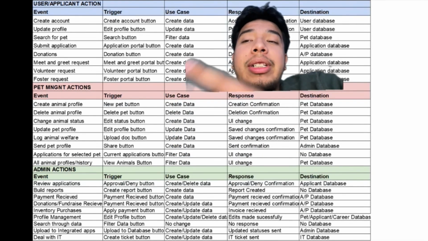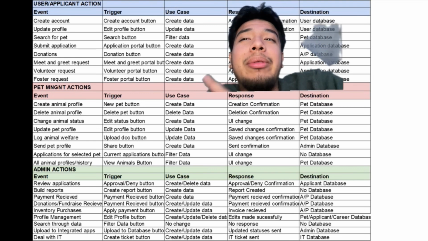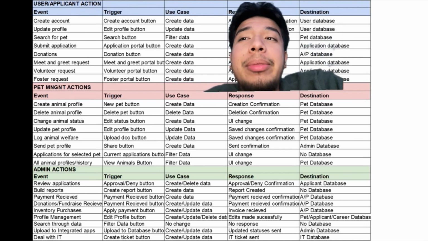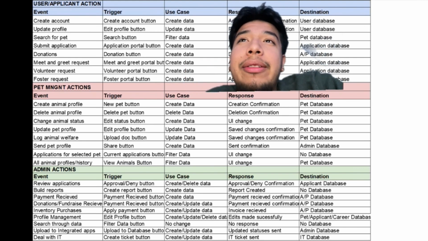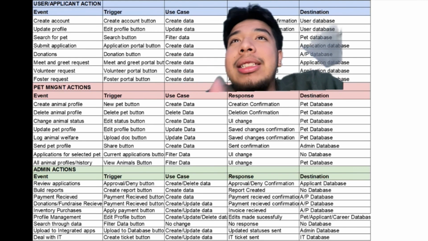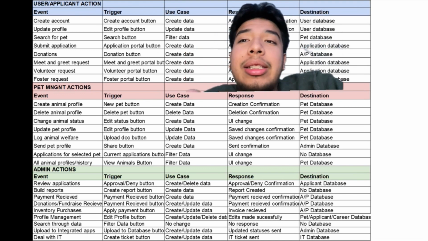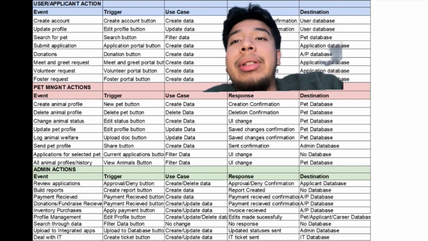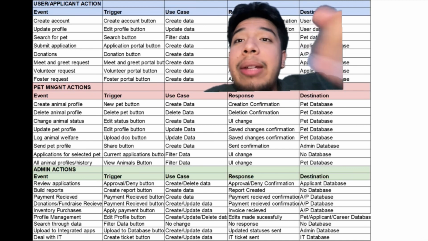All right, so we're going to move on to pet management actions and the admin actions. I'm just going to go over both of these really quick since I went into detail with the user. All three of these are very similar, so I'm just going to skim through these last two. Pet management actions, a lot of profile updating, stuff like that. Trigger, we have pretty much the same triggers. Use case, a lot of creating data, updating data, filtering data. Our response, same thing, confirmations, stuff like that. And then our destinations, obviously our databases.